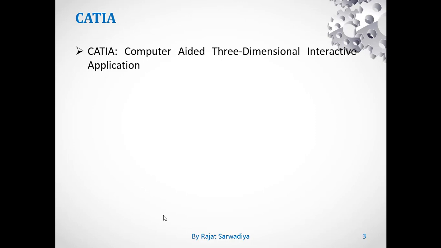Next is the kernel of CATIA. The kernel is basically the operating system on which the software is based. We have operating systems for our PCs, laptops, even mobile phones. Similarly, the software also has an operating system on which it is based or developed. So for CATIA, the operating system is CNext.